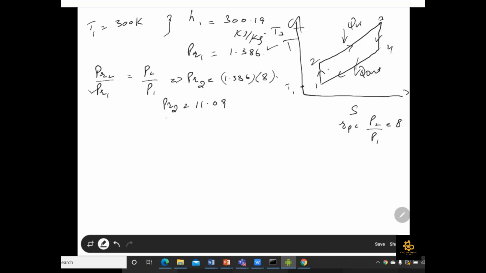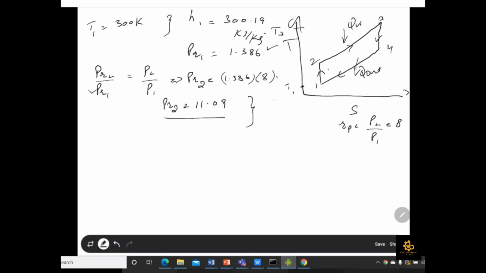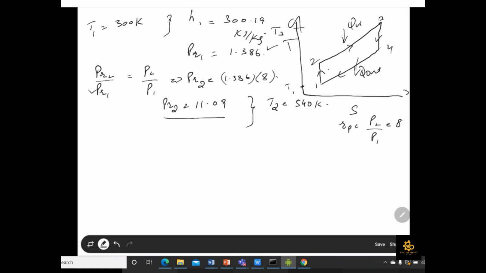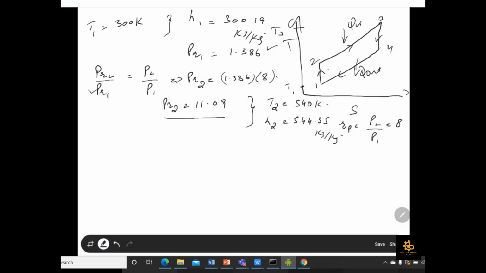Now we have our parameters, so we can go to table A17 again and apply interpolation by using this reference value. You apply the first interpolation to find the value of T2, which is 540 Kelvin, and then we can apply the next interpolation in order to find the enthalpy value at point number 2, which is 544.35 kilojoule per kg. The interpolation procedure is the same as we already discussed in the previous lecture.